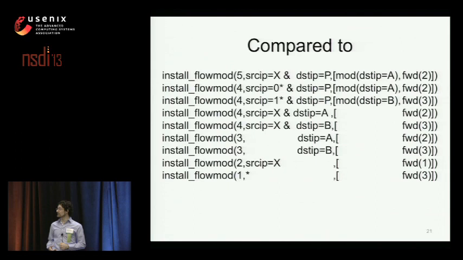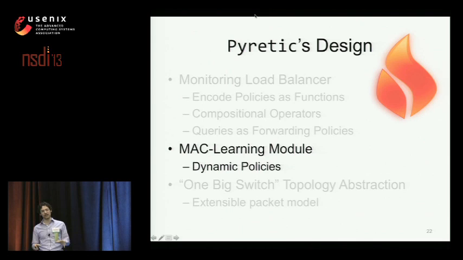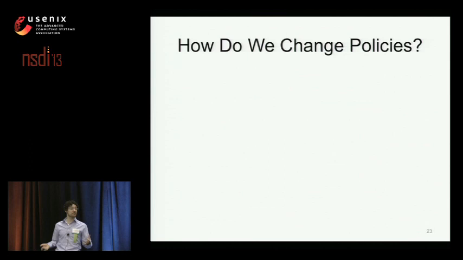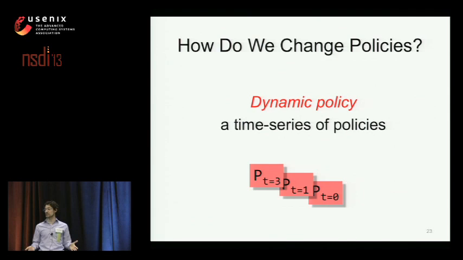So, having shown you how to write a functionally composed application whose forwarding behavior doesn't change over time, let's talk about a program that's a bit more dynamic. And how do we do this? Well, conceptually, it turns out to be really simple. We can think of a dynamic policy as just a time series of other policies, which leads us to a very simple implementation strategy.